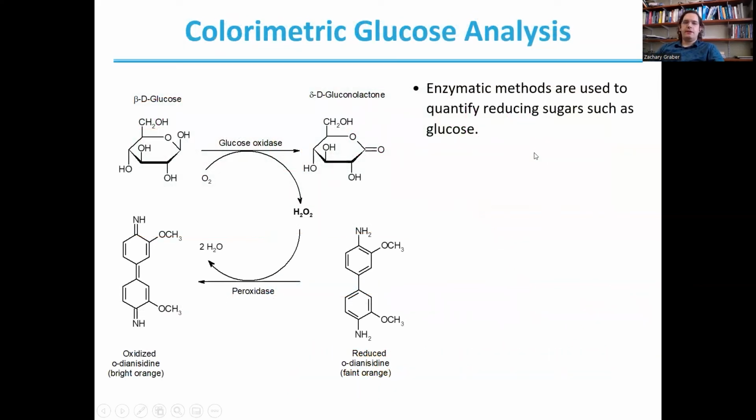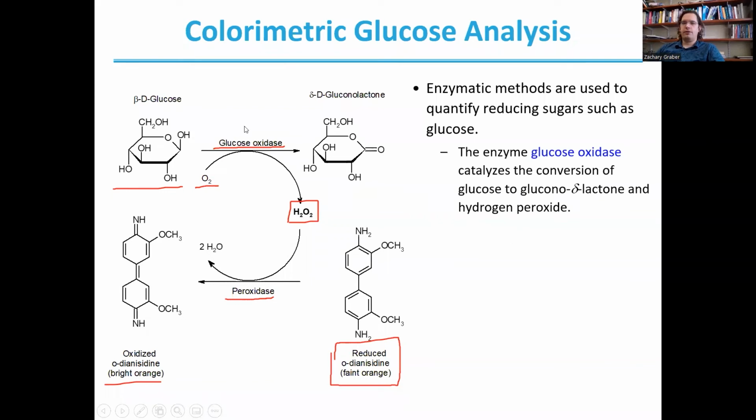If we want to use this glucose oxidation reaction to track our glucose concentrations, we would use a process something like this. So we would take our glucose, we would react it. Again, we'd use an enzyme to help to catalyze this reaction in the presence of oxygen. We then take our hydrogen peroxide product, and we can react that with some sort of colored agent. So in this case, we're using this o-dianisidine, which is faintly orange, but then when it's oxidized, it reacts to a bright orange color. So we also need a peroxidase enzyme to help catalyze this second step.